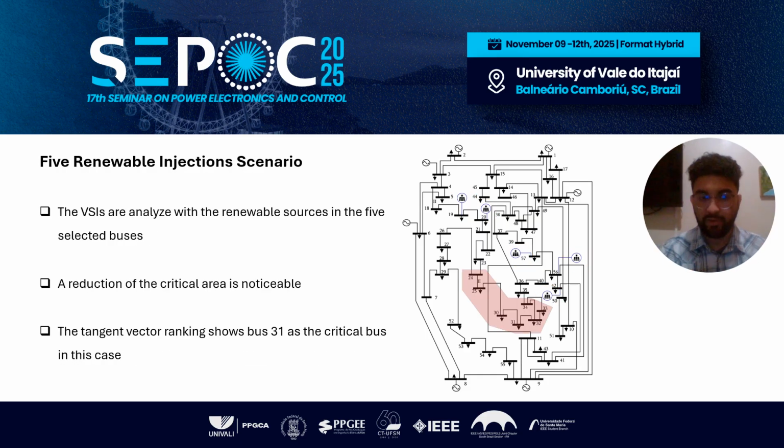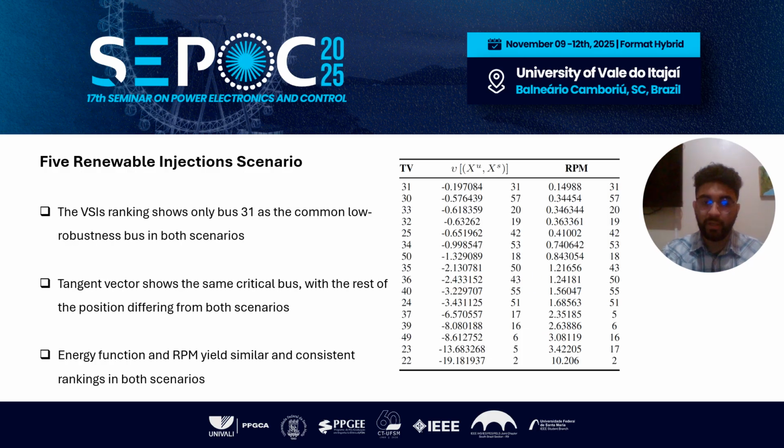For the first scenario, with renewable injection, we are going to have 5 renewable sources. The VSIs are going to be calculated. As we can see, the reduction of the critical area is noticeable. We only have around 5 to 6 buses in this critical area, showing as well, as stated before, the tangent vector showing bus 31 as a critical bus in this case.